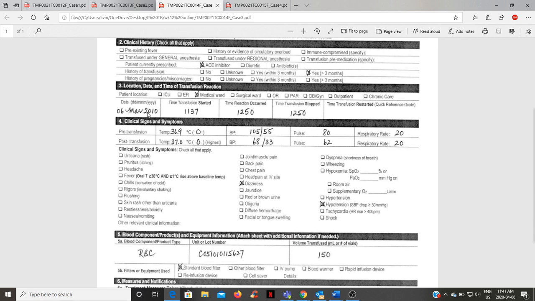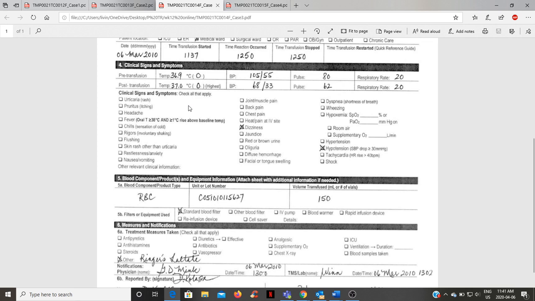Today is the 6th of March, 2010. Transfusion was started at 11:37. Reaction occurred at 12:50. And they stopped it. And what are the symptoms we have here? So temperature 36.9 to 37.0. Okay, so no temperature rise, no fever. Blood pressure dropped dramatically. Pulse has dropped. Respiratory rate about the same. And then our symptoms here, dizziness and hypotension.